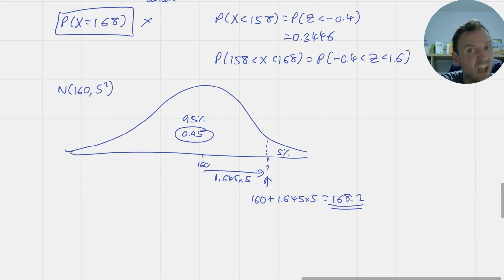Again, you can shortcut it on your calculator by putting in your mu as 160 and your standard deviation as 5. But I'd recommend doing it like that for now, because when we don't know the mean and standard deviation, which is going to come up in the next video, that's going to be a really useful way of approaching it, and you'll be stuck if you only understand it the other way.